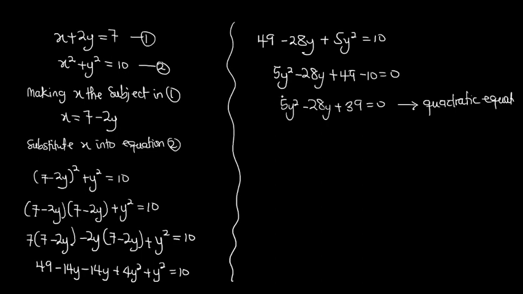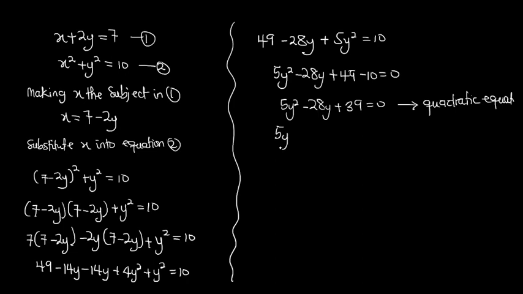I use the coefficient of the y squared term, which is 5, to multiply the constant. So 5 multiplied by 39 gives me 195. Now, which two numbers multiply to get 195 but add to get negative 28? Negative 15 and negative 13 will do that. Negative 15 multiplied by negative 13 gives me 195, and if I add them, it gives me negative 28. So I'm going to use that.